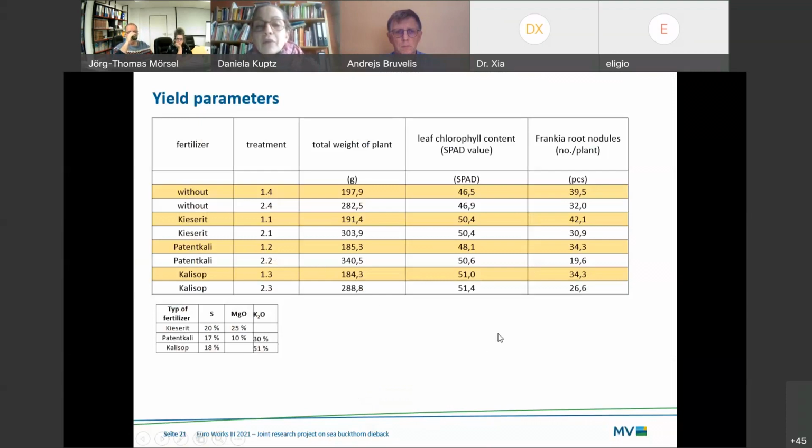Now I'd like to show you some of the yield parameters we found out from the pottery trail. The total weight of the plant, we did a destructive harvest. We were weighing the total plant, and we were looking for the chlorophyll content in the leaves, and we were counting the Frankia roots. And I show you here the yellow line is always the infected soil where the Seabuckthorn was already died. And the white line shows the soil without any Seabuckthorn before.